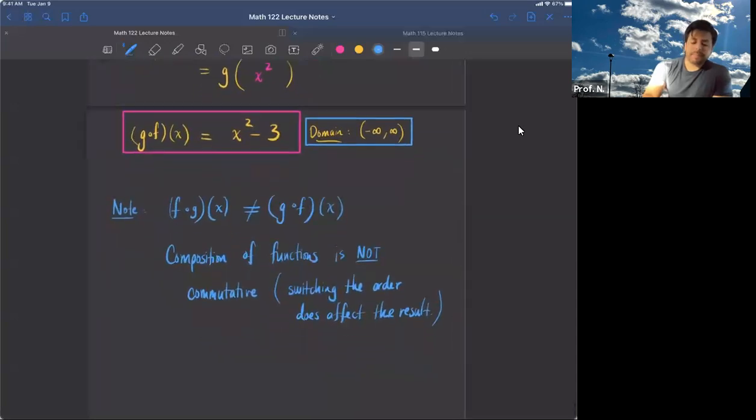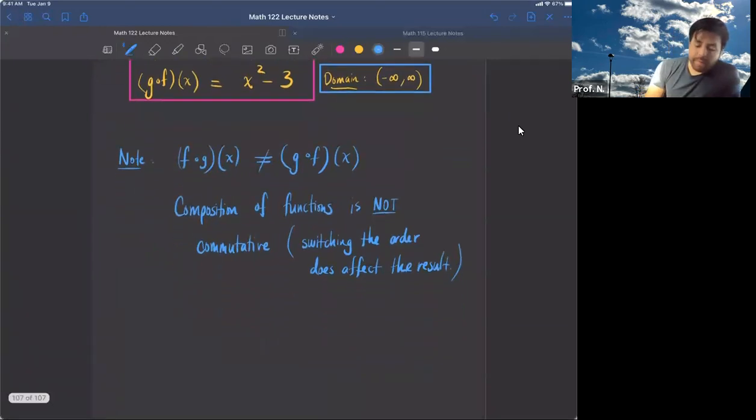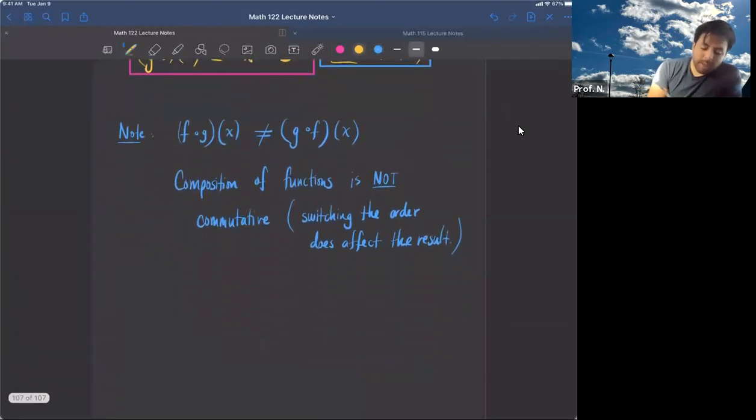Okay? So that's what we realized from this simple example here. All right, awesome. So that's part A of this problem. Now part B. What if I want to evaluate the following? What if I want to evaluate f follows g of 5?